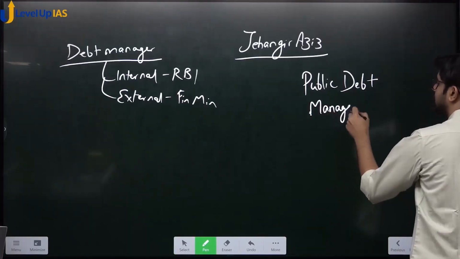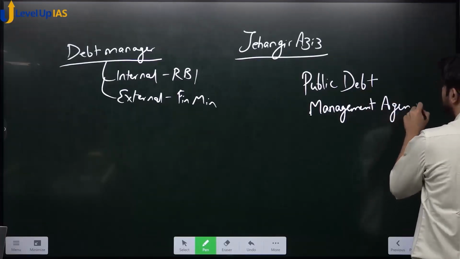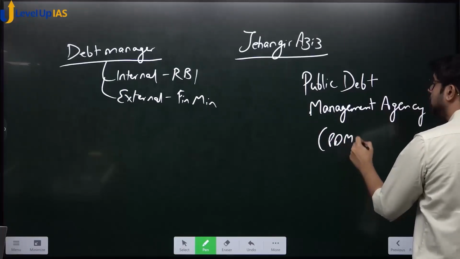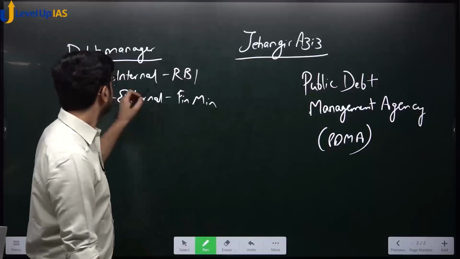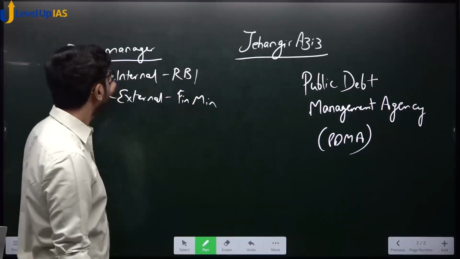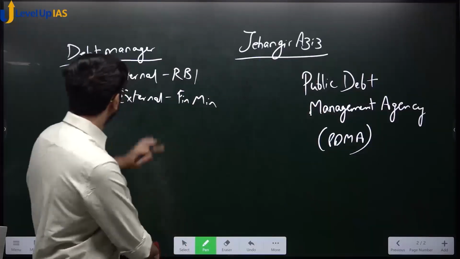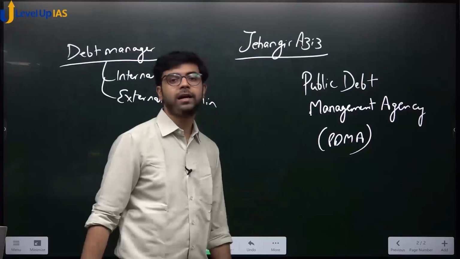Public Debt Management Agency, PDMA. Now see the dilemma here. They said कि remove RBI as the internal debt manager and this should be an independent agency. Remove government finance ministry as external debt manager and let it go to an independent agency.